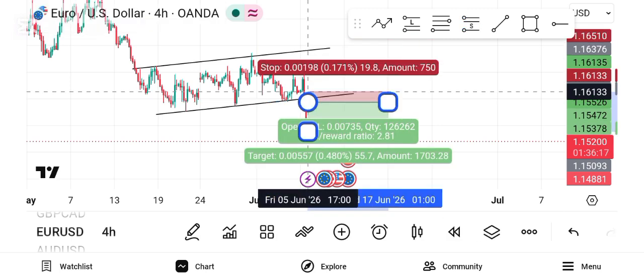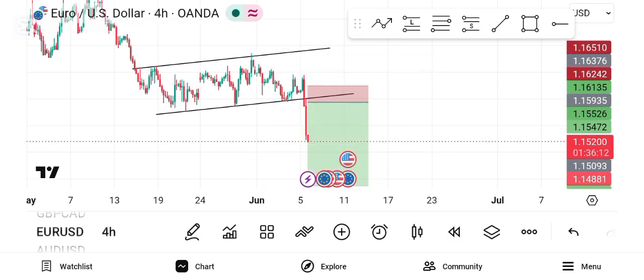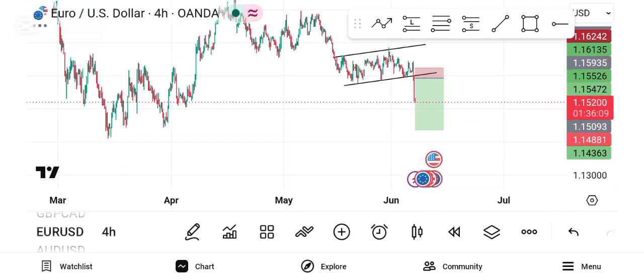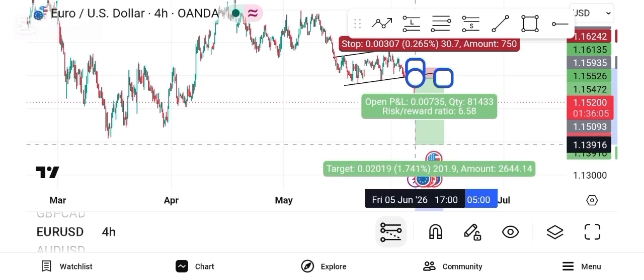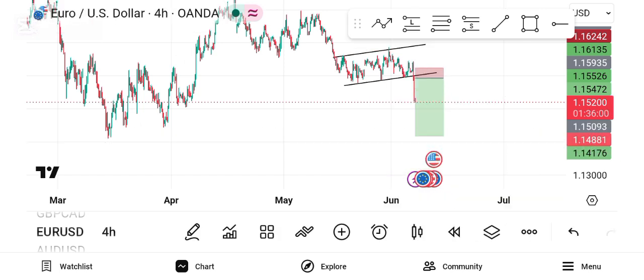I took myself from this angle, from this place, stop loss here, and then where am I targeting? My overall target on EURUSD is this. That's the low here I'm targeting. So this is my overall target on EURUSD, right? And lastly, this was the second trade I placed.